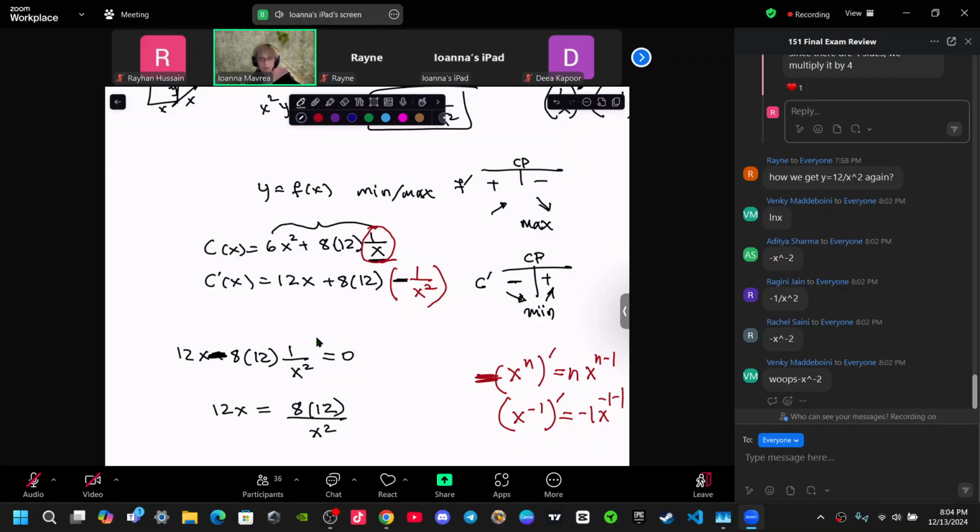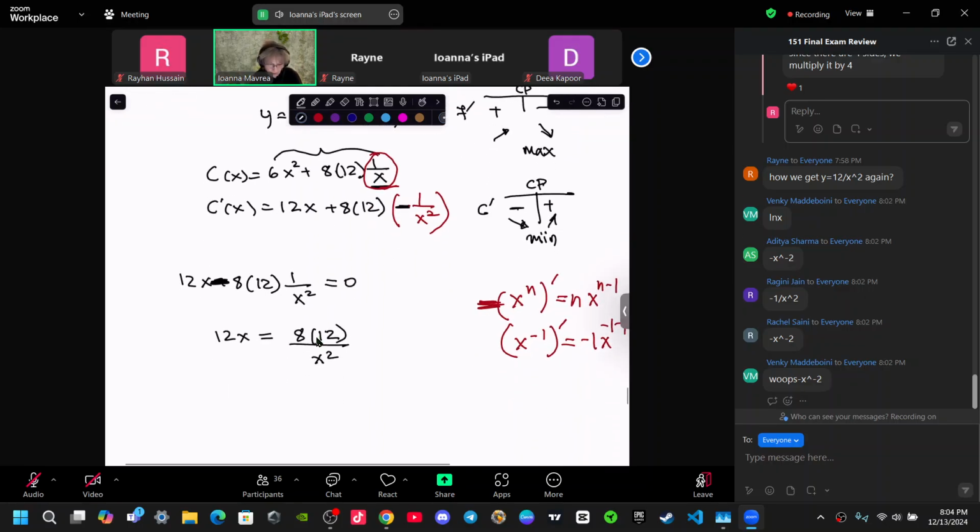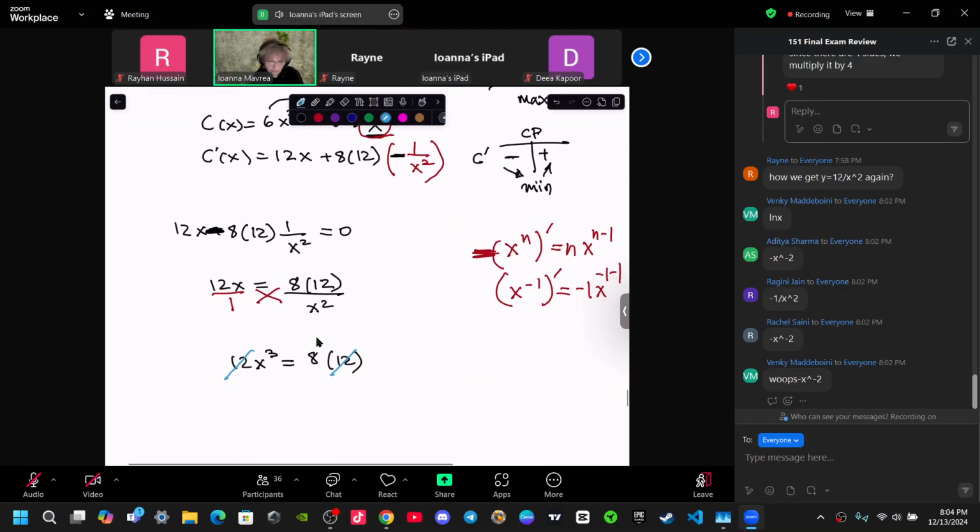And I'm going to cross multiply, right? So that means 12x to the third is equal to 8 times 12. I lost something, I'm going to tell you in a minute. It doesn't matter in a word problem though. So I'm cross multiplying: 8 times x squared, which is 12 times x to the third, is equal to 8 times 12. So the 12s can cancel, which is a good thing I never multiplied. So you have x to the third is equal to 8, therefore x is equal to 2.